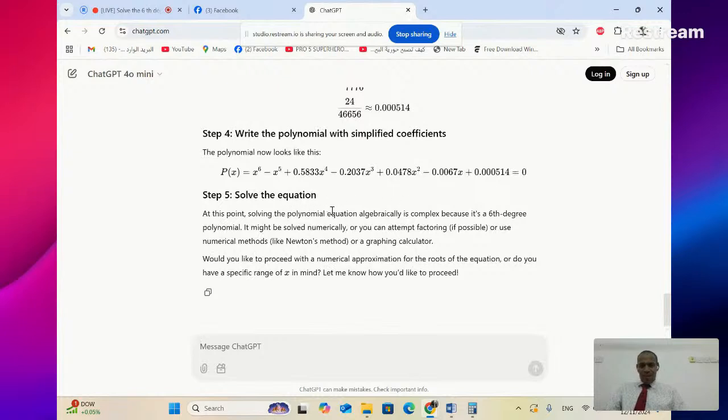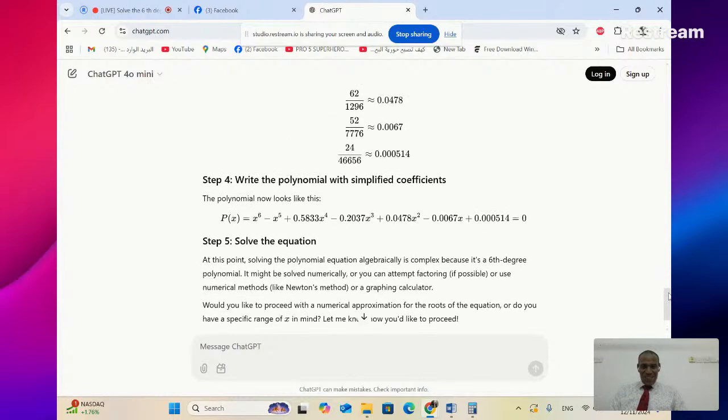Okay, solve the equation. At this point, solving a polynomial equation algebraically is complex because it's a sixth degree polynomial equation. It might be solved numerically, or you can attempt factoring if it is possible, or use a numerical method like Newton's method and so on. So would you like to proceed? Okay, this is the answer that he gave, and it is false because this polynomial has complex roots. There is no real root.